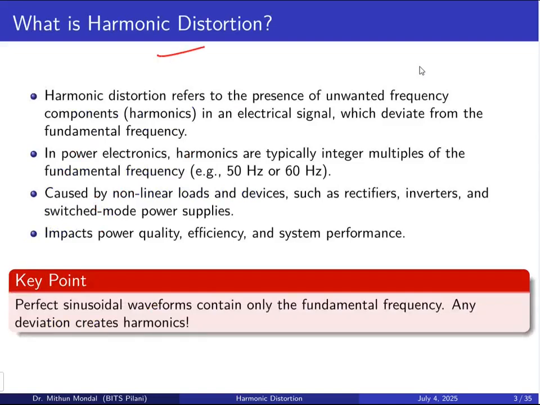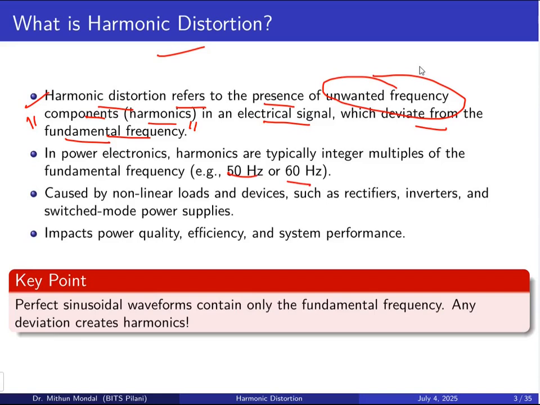So let us see what harmonic distortion is. Harmonic distortion basically refers to the presence of unwanted frequency components, which are known as harmonics, in an electrical signal, which deviate from the fundamental frequency. This definition we have already seen in the previous lecture as well. We have discussed that the fundamental frequency is the frequency of any country, which is fixed, for example 50 Hz for India and 60 Hz for US.